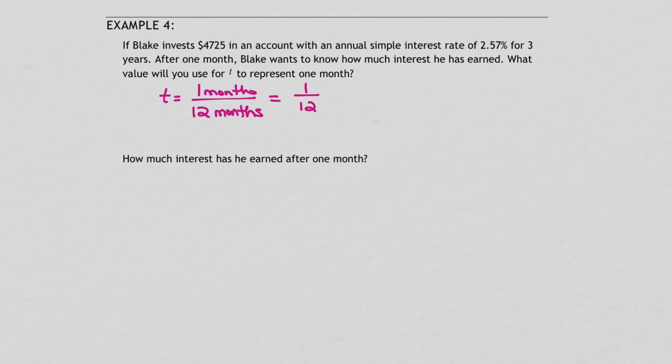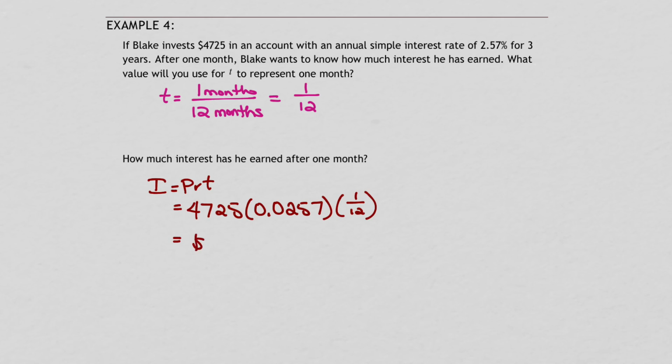So how much interest has he earned after 1 month? Using our formula, the principal amount was $4,725. We have a rate of 0.0257 for 1/12 of a year. So in that first month, he has earned $10.17. And then there's going to be a few of these for you to practice.